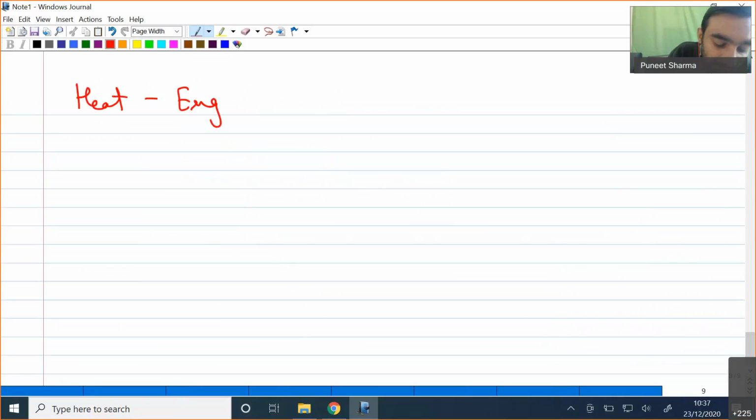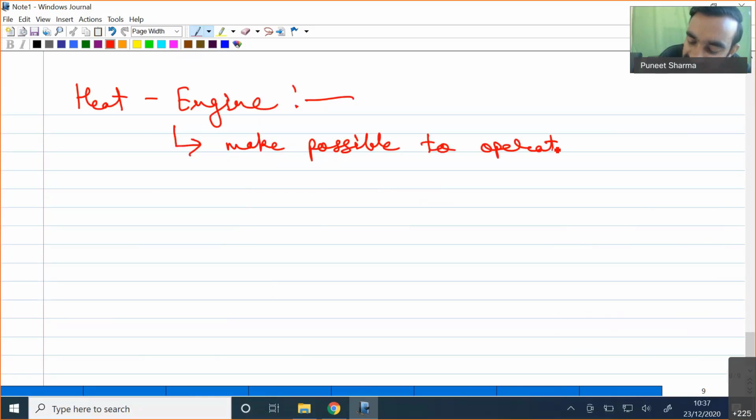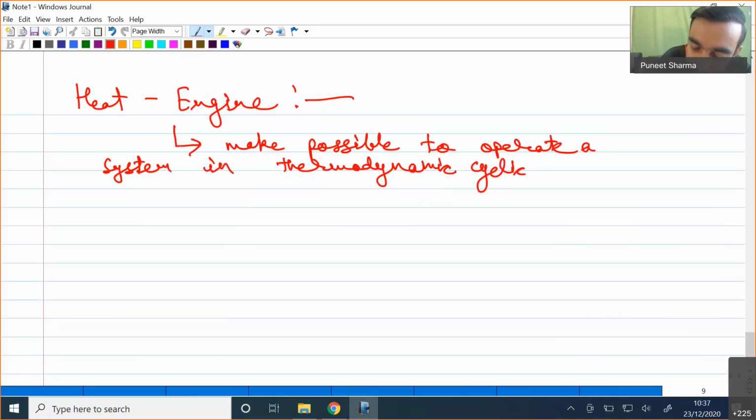Okay, now let us see the principle of heat engine and how the heat engine operates. I have already told you that a heat engine is a device which will make it possible to operate a system in a thermodynamic cyclic manner and have positive heat and positive work interactions.